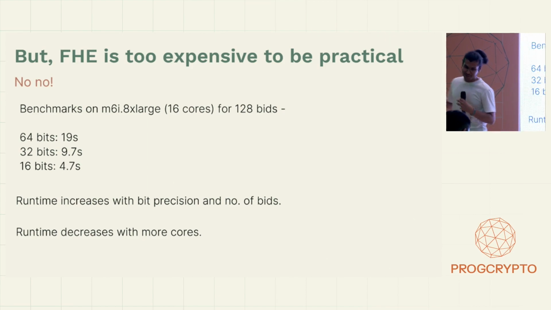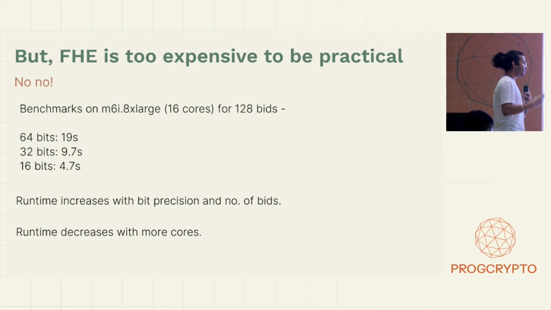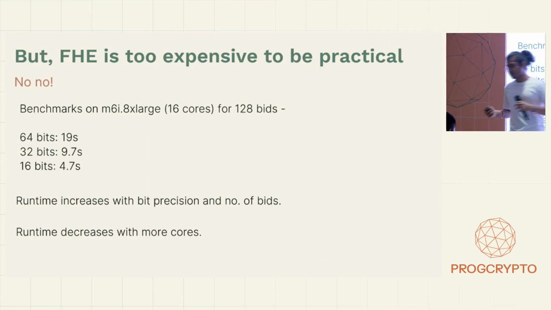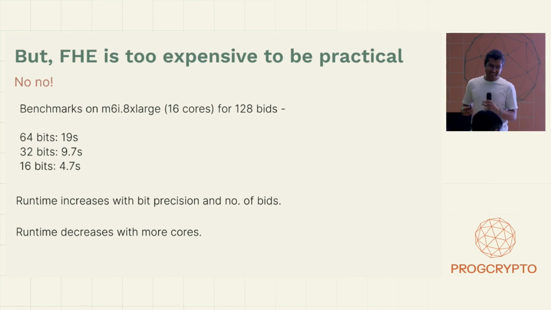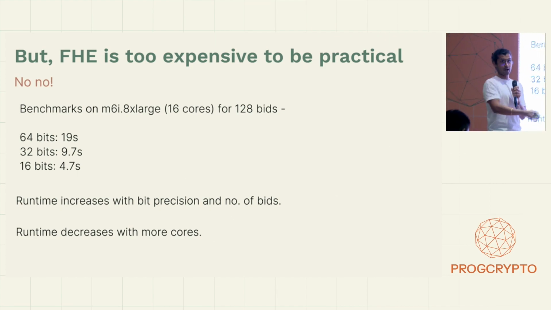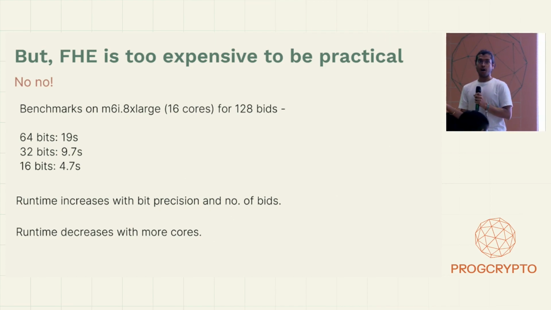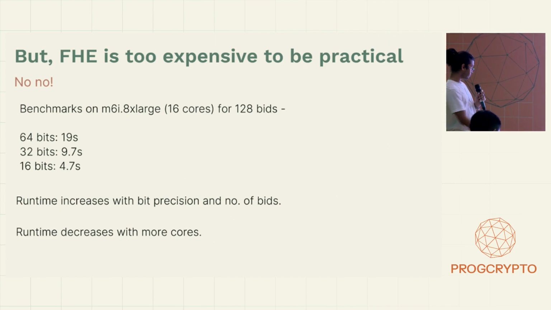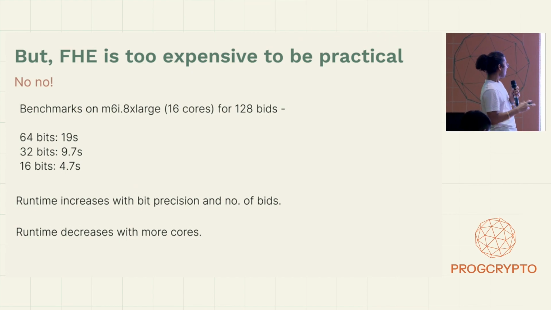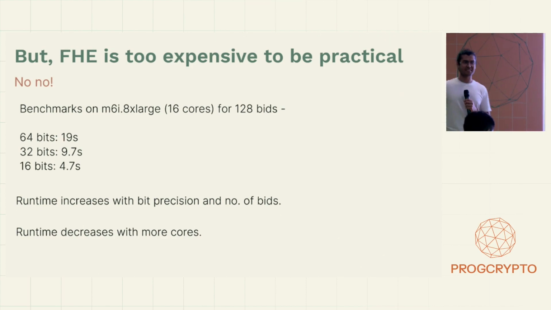Yes, it is too expensive for certain cases, but if you're designing an application where you do not require a lot of latency and stuff, it is not that expensive, honestly. So I prototyped this FHE auction circuit out, which reveals the identity of the winning bidder only, and it does not take that long. So for example, for 128 bids, where each bid has a precision of 64 bits, it takes 20 seconds on a machine with 16 cores.